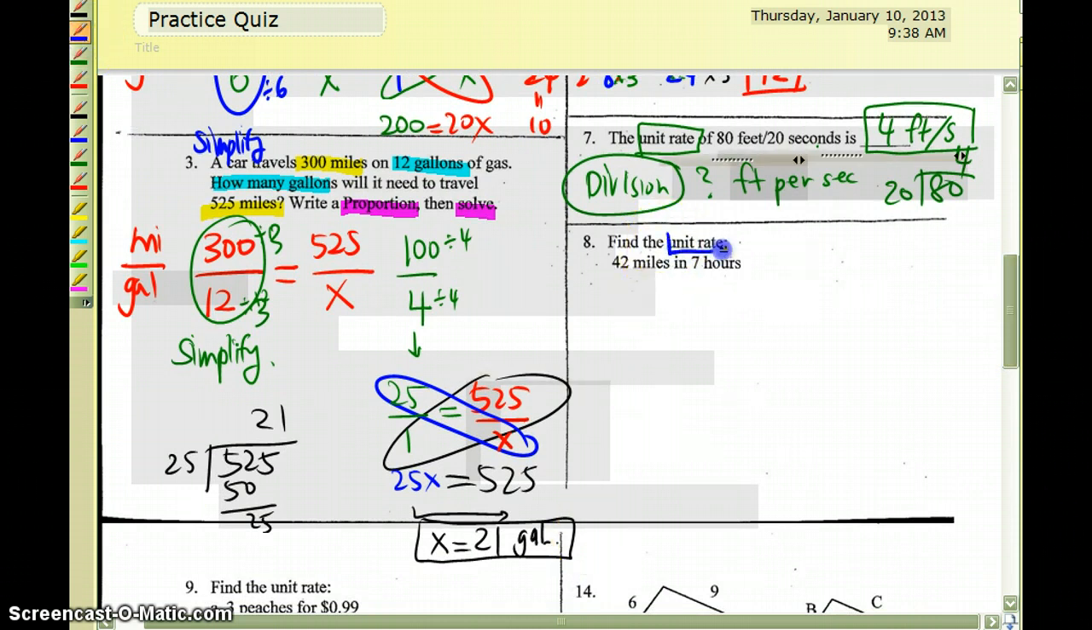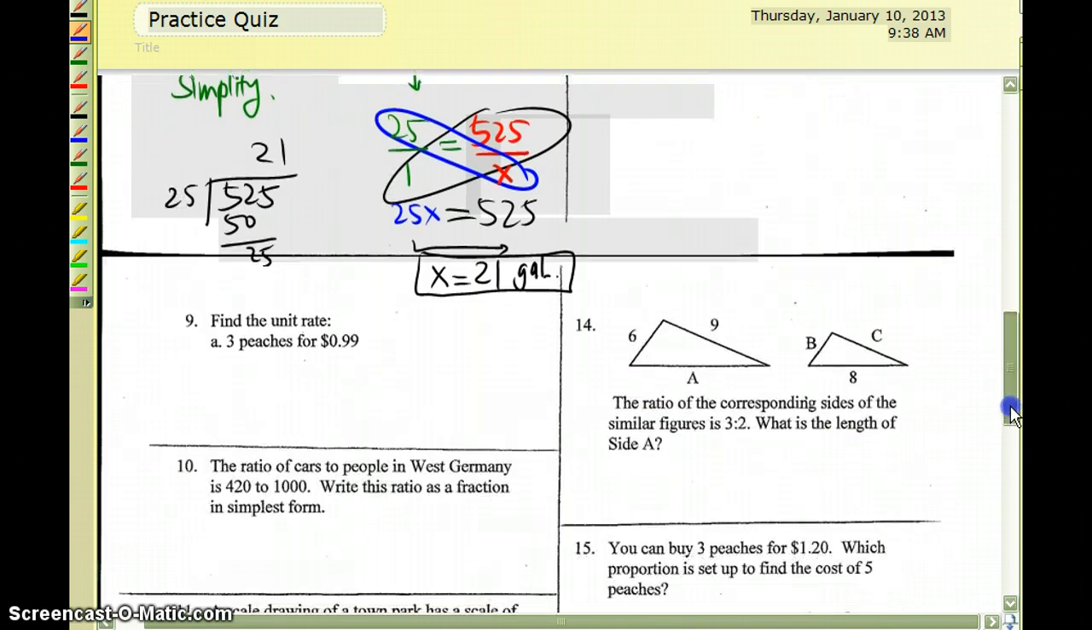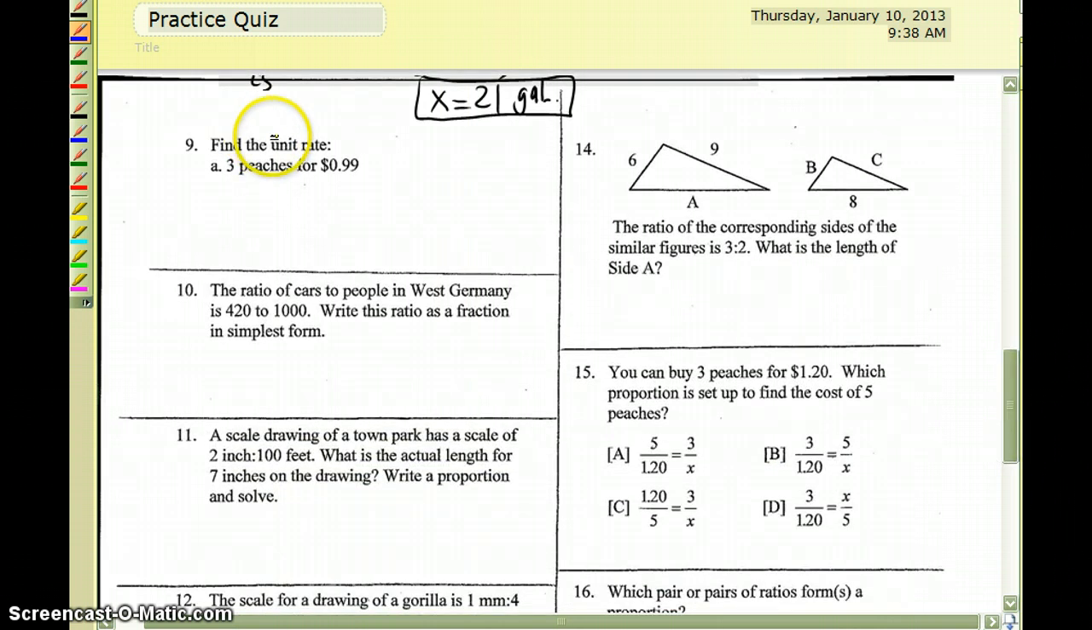A unit rate. Unit rate, you do division. Make sure you label it with the miles/hours, miles per hour. Okay. Number 9 is another unit rate question. Okay, you know what to do.